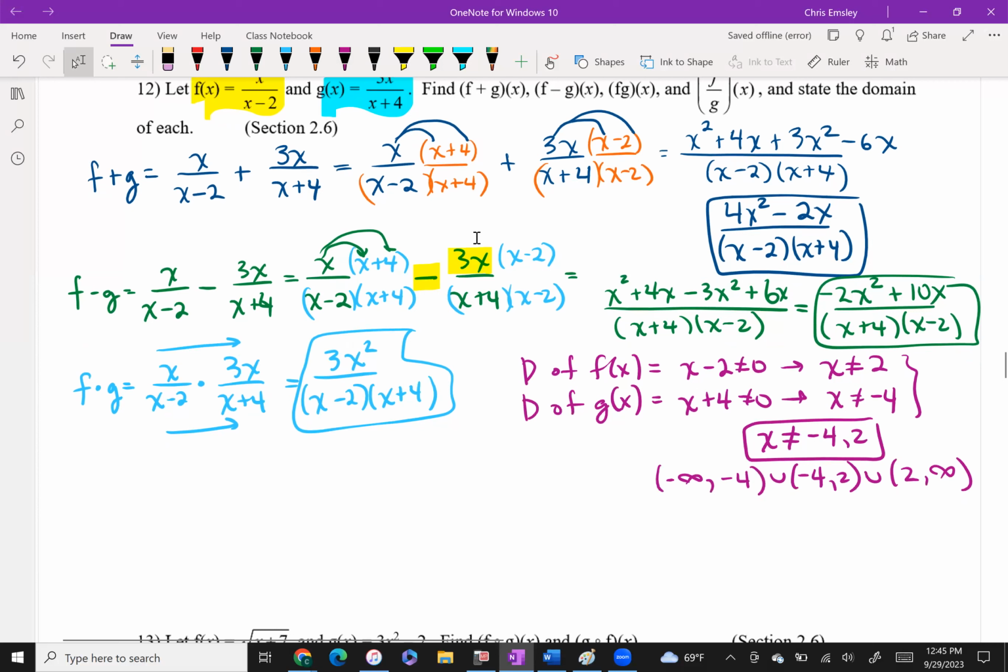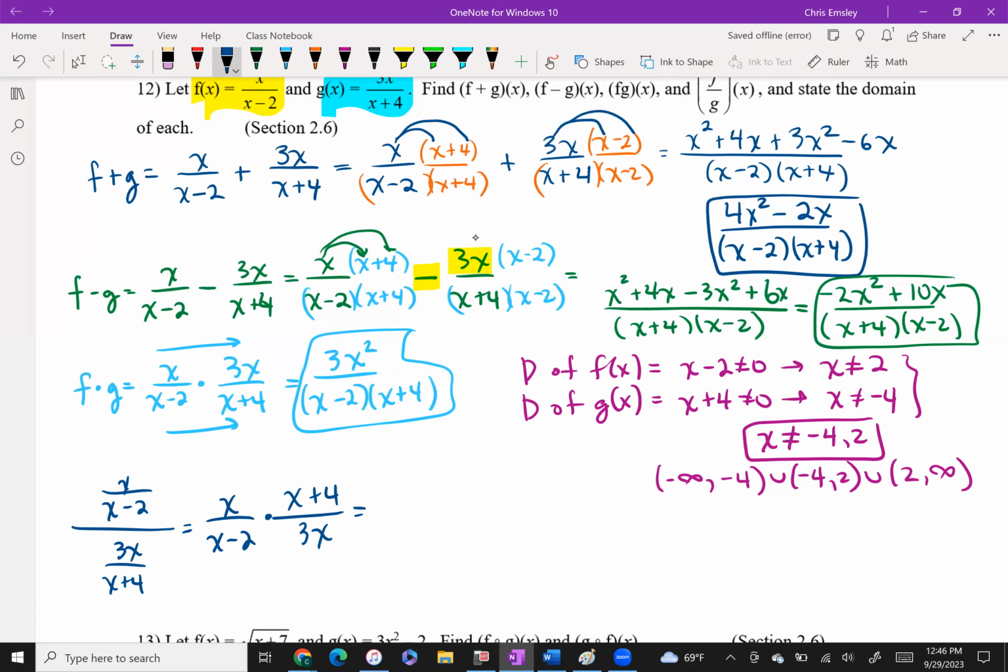Then we still need to do the quotient. We need to divide. So if we want to do the quotient of f of x and g of x, that would be f of x divided by g of x. And this is where we have to remember that the division of fractions is the same as multiplying by the reciprocal. So we flip that denominator upside down.